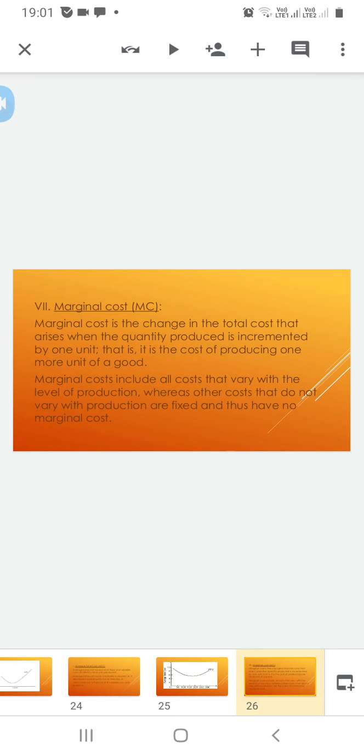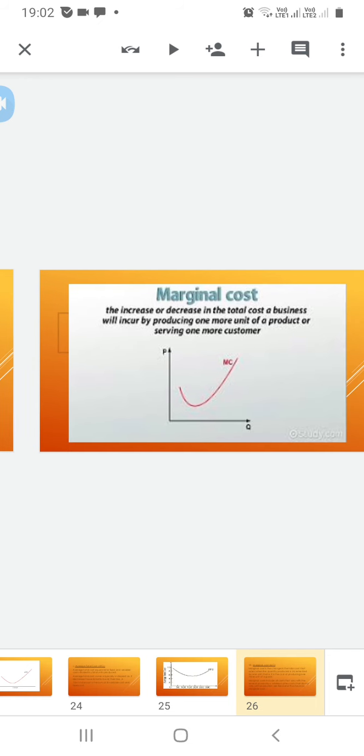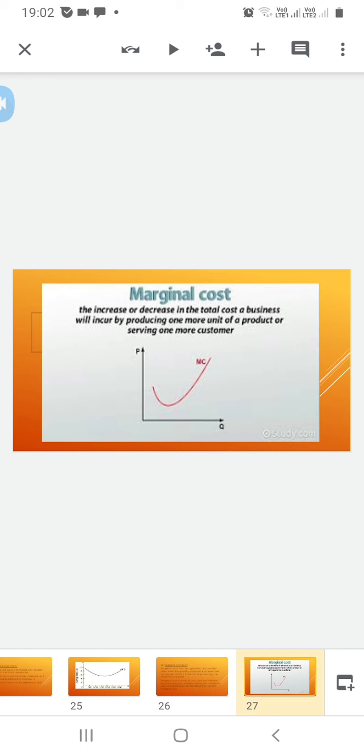Marginal cost. Marginal cost is the change in the total cost that arises when the quantity produced is incremented by 1 unit. That is, it is the cost of producing one more unit of a good. Marginal cost includes costs that vary with the level of production. Other costs that do not vary with production are fixed and thus have no marginal cost. Marginal cost is the additional cost incurred for producing an additional unit of output. In other words, marginal cost is the cost of producing the nth unit, the last unit of output.